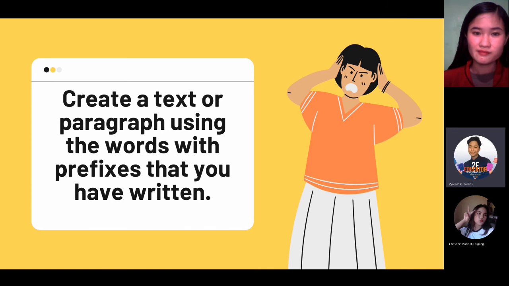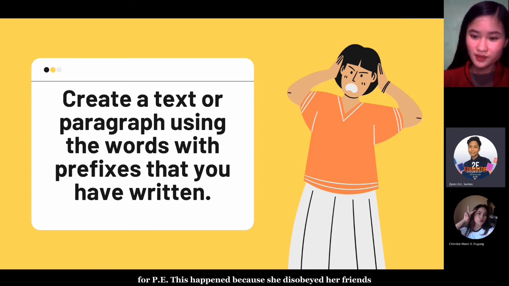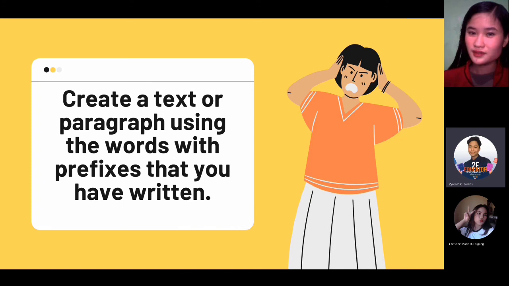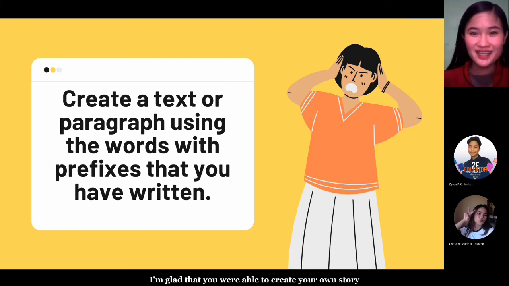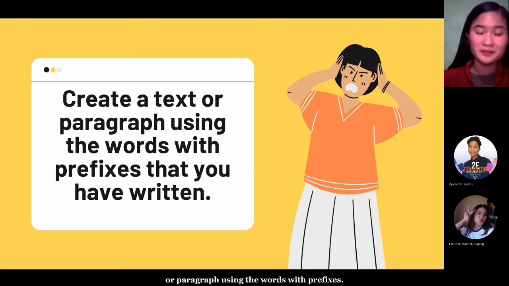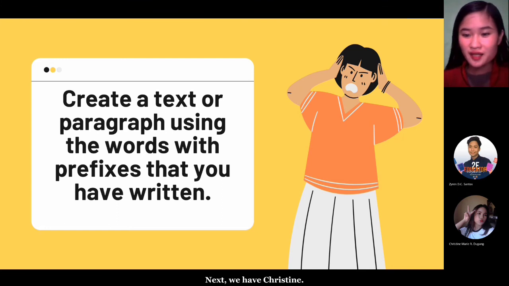So this po, Sheila had a fever. That's why she wasn't able to attend their practice for PE. This happened because she disobeyed her friends not to take much time in the pool when they had a get together party. Still, she's not irresponsible because she also did not want it to happen. But it seems impossible for her to perform anymore, and she may be late to pass her unfinished activities. Good job, that's Zairen. You made it. I'm glad that you were able to create your own story or paragraph using the words with prefixes.